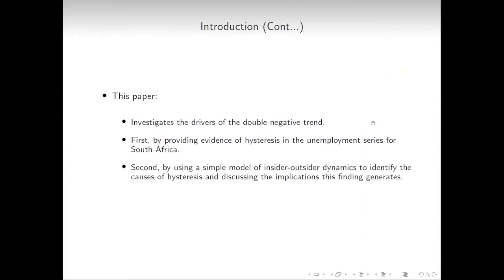In any case, given these premises, what we're trying to do here is investigate what could be the drivers of this double negative trend that we observe in the data. And we achieve this in two ways. First, we're trying to provide evidence, based on definitions that we find in the literature on hysteresis, that it could be present in the unemployment series for South Africa. And then second, we use a model with insiders-outsiders dynamics to identify what could be the causes of this strong hysteresis that we observe in this series. And then we discuss a little bit what that could mean for policy implications.